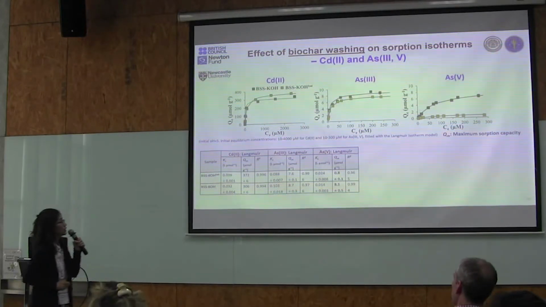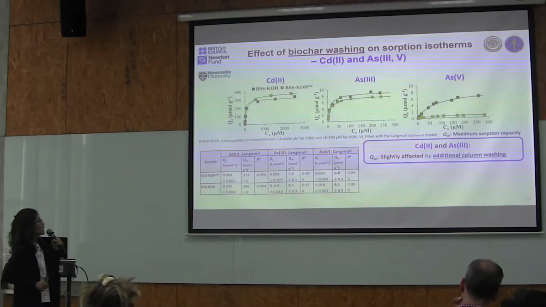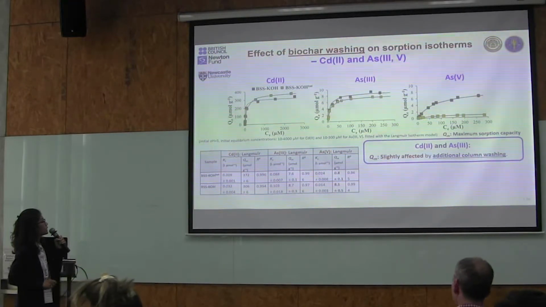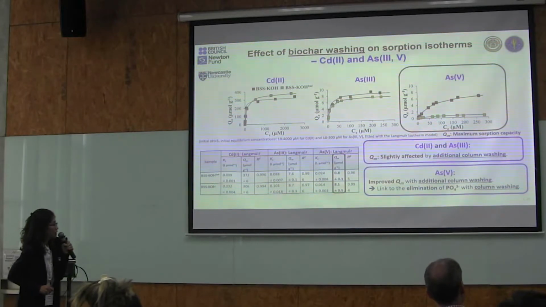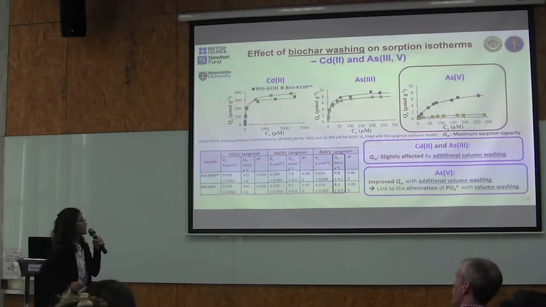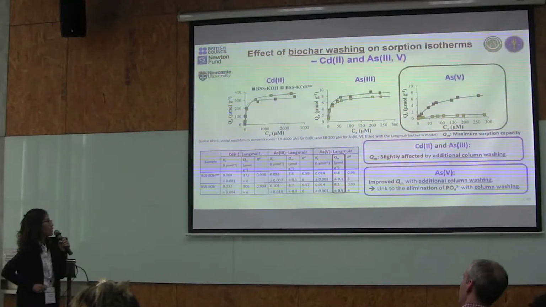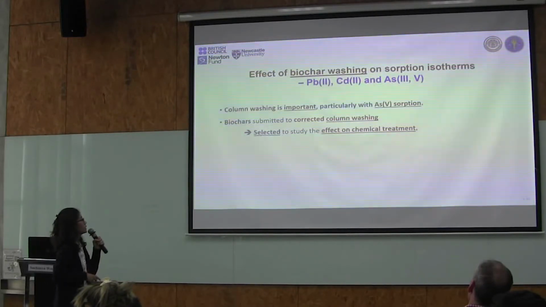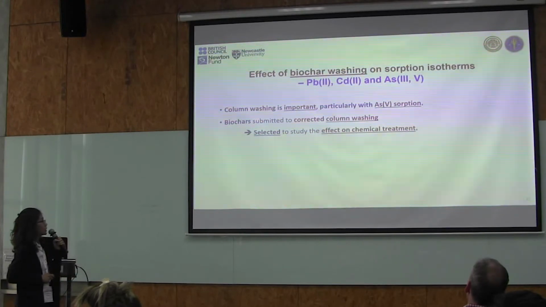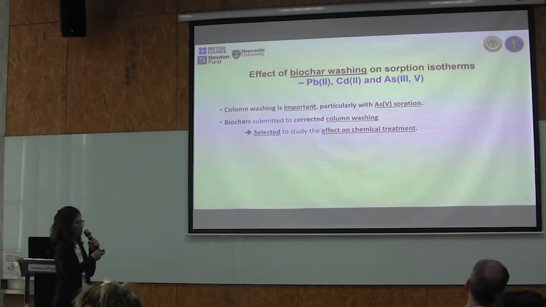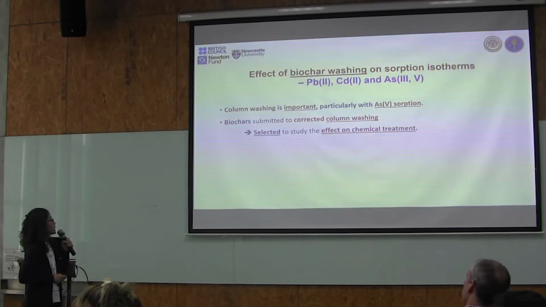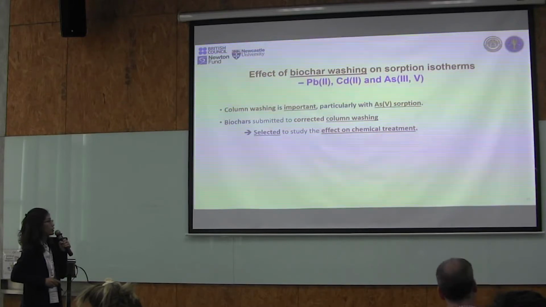And this is the result of the sorption isotherm. Here you can see that the maximum absorption is similar for the case of cadmium and arsenate. While for the arsenic 5 or arsenate, the sorption capacity improved by around 10 times when we use the column washing. So column washing is important as it can affect the sorption for the metal, particularly for arsenic 5. And then we select the column washing to study the effect of chemical treatment.